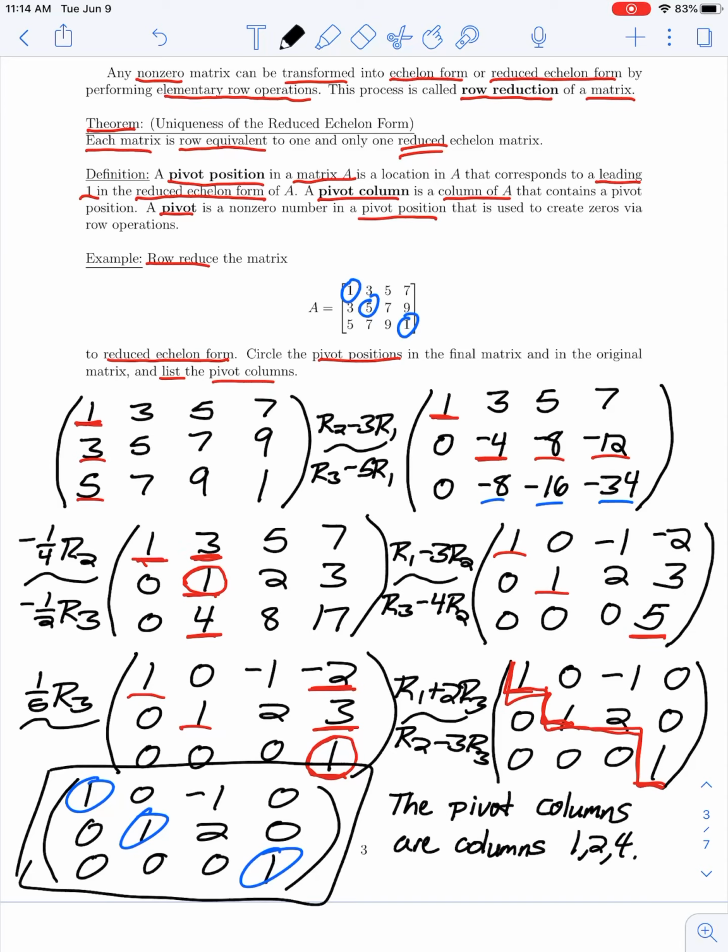So we could generalize this process by performing these types of row operations, and it can be established. It's difficult to prove. I don't think they even give the proof of that uniqueness theorem in your text, but it can be shown that any non-zero matrix can be placed in echelon form by following this row reduction process, making use of elementary row operations. And any matrix is row equivalent to a unique reduced echelon matrix.